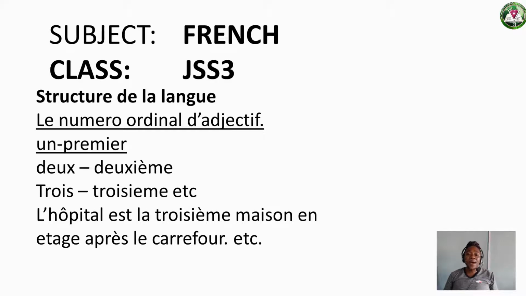Just master your numbers and le numéro ordinal d'adjectif will be very simple. Hence, you have mastered your numbers, le numéro cardinal. Les numéros ordinaux sont vraiment faciles. Très, très faciles. Le numéro ordinal d'adjectif devient en employant I, È, M, E. Ça devient IÈME après le numéro que tu as écrit.